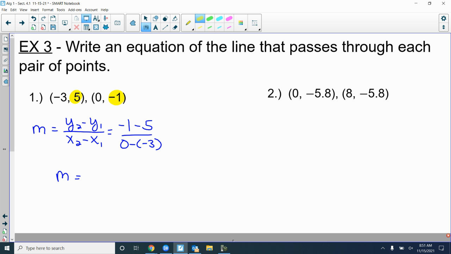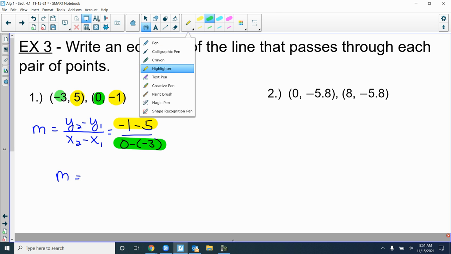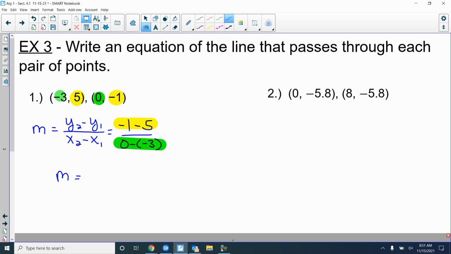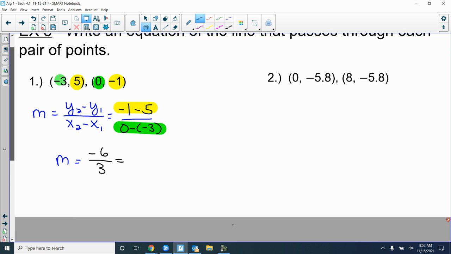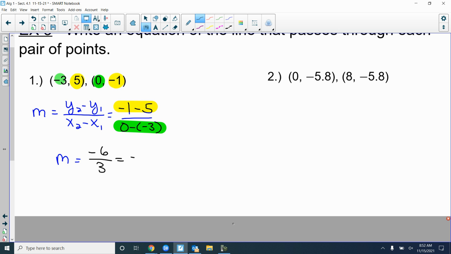So -1 and 5 give me my y's, and then 0 and -3 give me my x's. So what's -1 minus 5? All right, what's that give me? -6. Good. And what is 0 minus -3? 3. And then what's -6 divided by 3? -2.